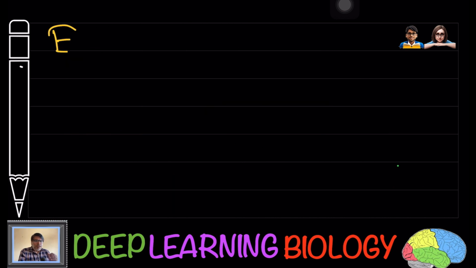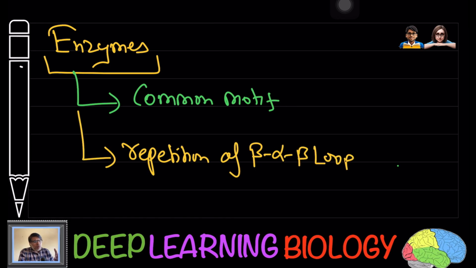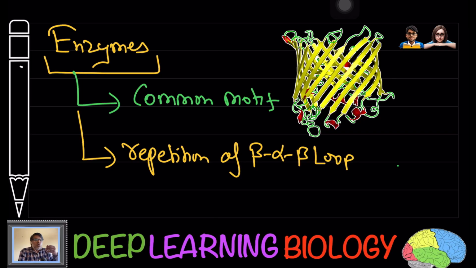Now here if you see various enzymes, in various enzymes you are going to have a common motif. Why? Try to see here. In enzymes you generally have a repetition of the beta alpha beta loop. So this secondary structure is repeated multiple times, and this repetition of beta alpha beta loop gives rise to a structure like this, and this is known as alpha beta barrel.